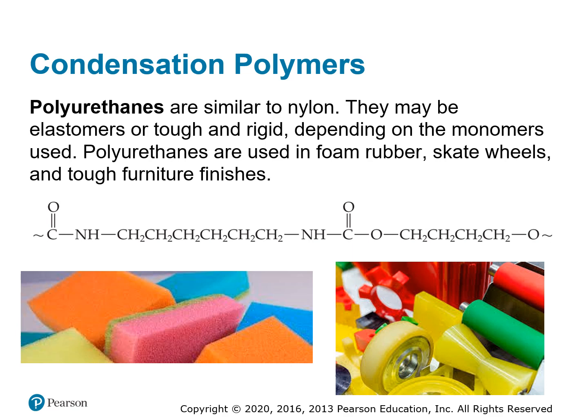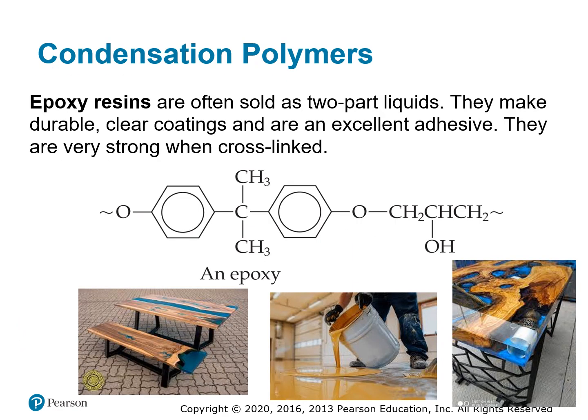Here are some more condensation polymers: polyurethanes. Similar to nylon, you can make threads, and you can make fabrics as well. But here, roller skates used to have this material, in the skate wheels, foam rubber, and furniture finishes.